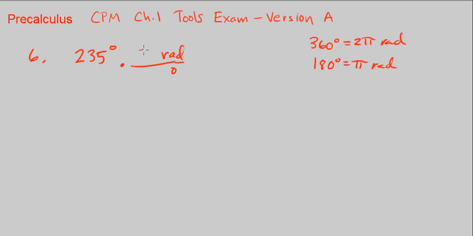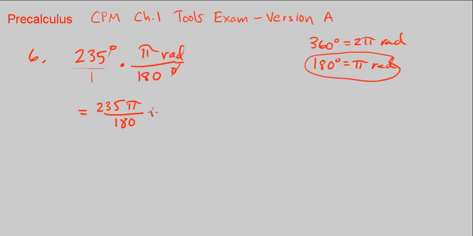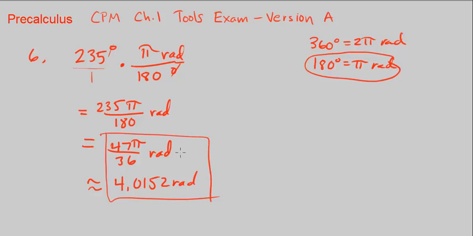So radians on top, I'm going to choose this one to use. Radians on top, degrees in the denominator. Remember, this is over 1. Then you just multiply across. This is 235, degrees cancel, pi over 180 radians. Simplifying that, you get 47 pi over 36 radians. Or you could have plugged it in your calculator and gotten approximately 4.0152 radians. Either one of these is the same. This is just approximate after you plug it in the calculator.